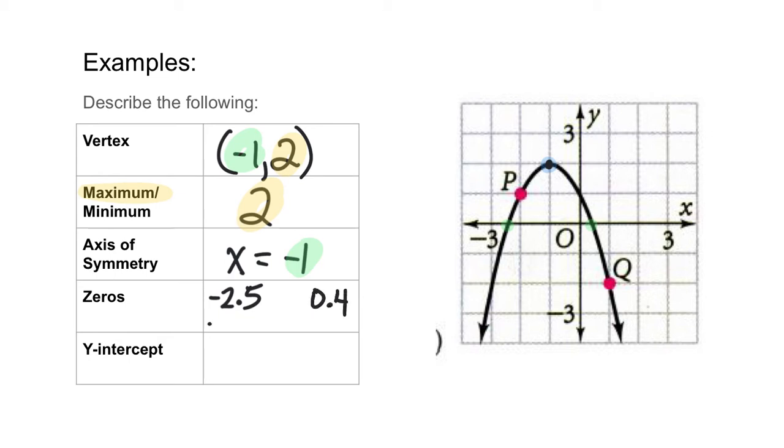So again, you might see that as points, -2.5, 0, and 0.4, 0, or you could see it as just the numbers. And then this crosses the y-axis vertically right here at +1, so 0, 1.